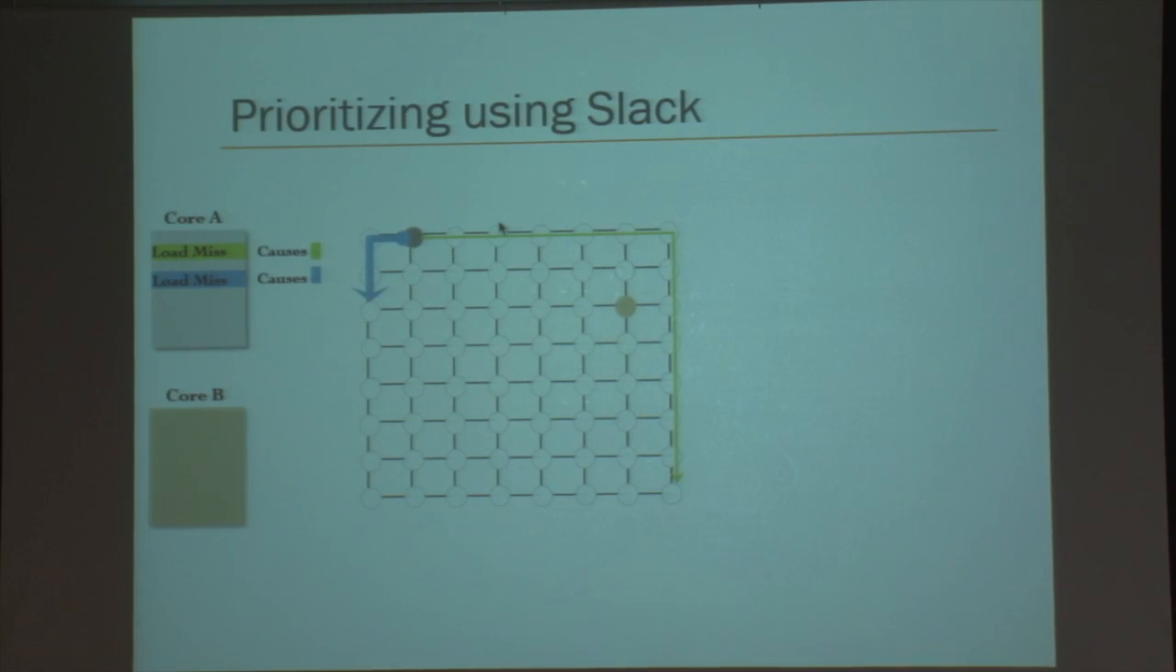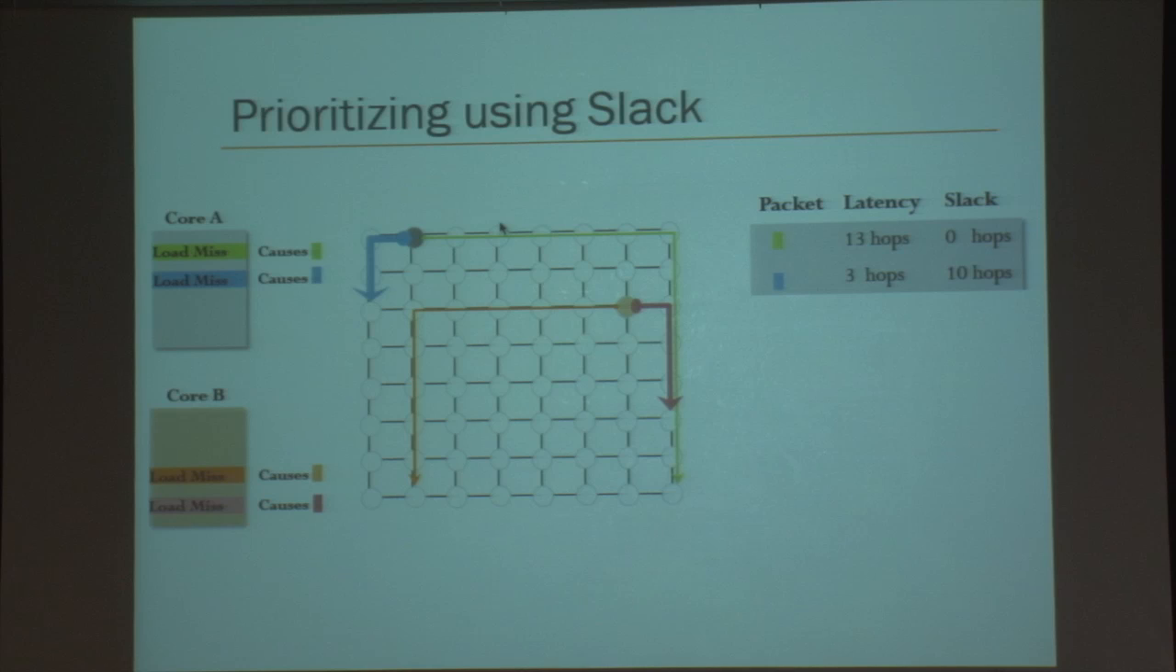So this is the idea of the paper. This is the same scenario. You have this green critical request and this blue one that can afford some delay. And then let's say you have another core that has an orange request that is critical, and then an MLP request, a red one, that is not as critical.